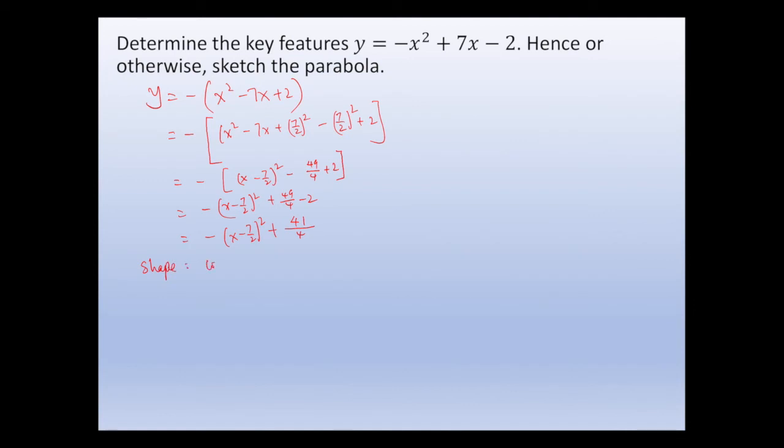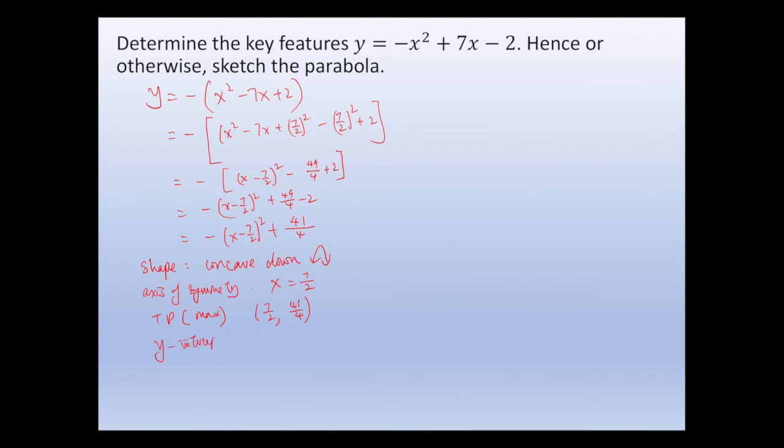Alright, now we can start off with the shape, concave down because of the minus, so that is an N shape. That's what I call N shape. It's not widely used, alright? So we know that the axis of symmetry is actually x equals 7 over 2, which is about 3.5, but I'll leave it at 7 over 2. And then the turning point, in this case a maximum, is actually 7 over 2, 41 over 4.